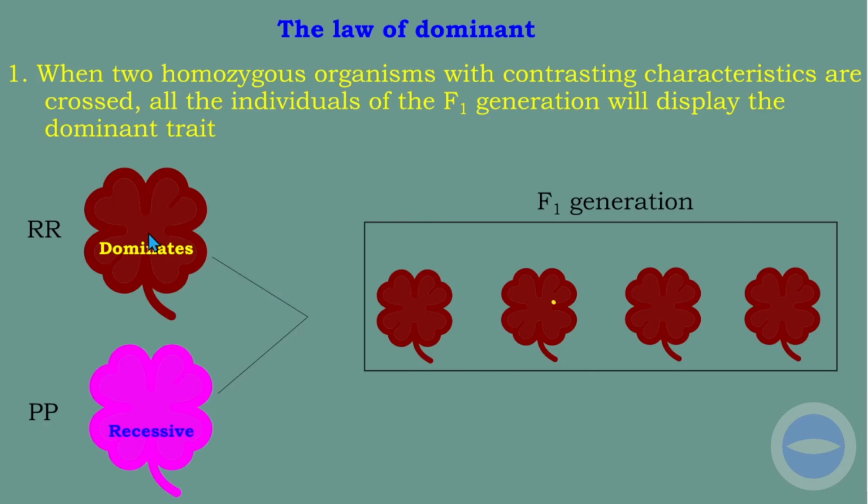If you cross two homozygous, they are homozygous because it's RR and then PP. If you cross two homozygous, then all their offspring will show the trait of the dominating allele. So here red is dominating, that is why all of them are red. This is the law of dominance.